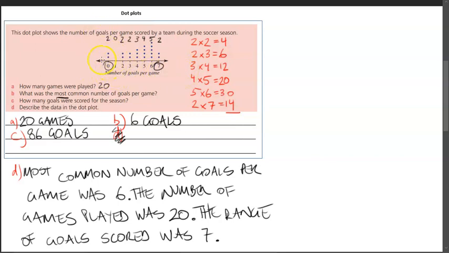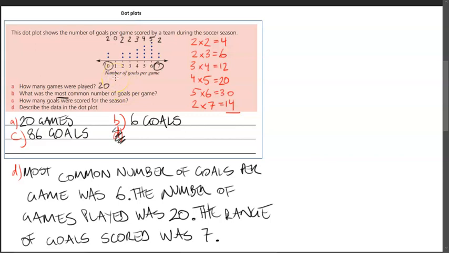If there were no games that actually had 0 goals, you wouldn't necessarily include this in the range. It would be from the next one up. So it would be from 2 to 7, meaning the range would be 5. But because 0 is an option, because there were 2 games where 0 goals were scored, your range is the difference between 0 and 7, which is 7.